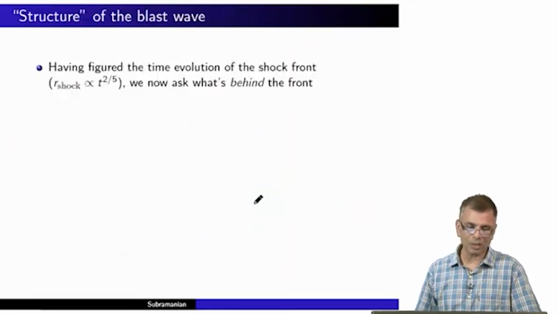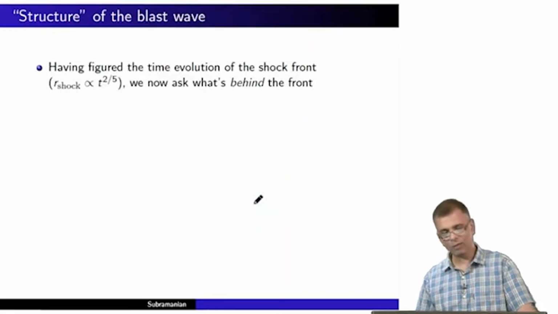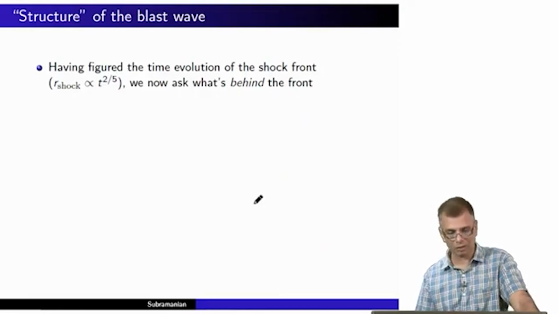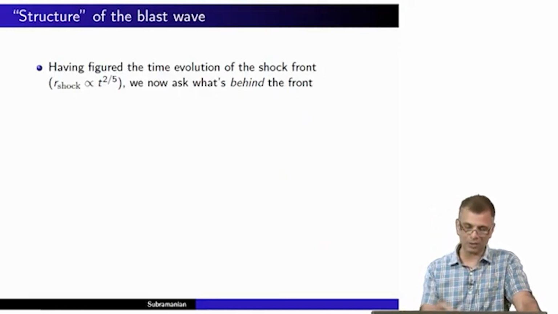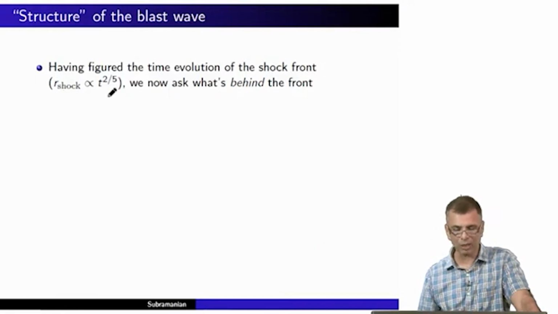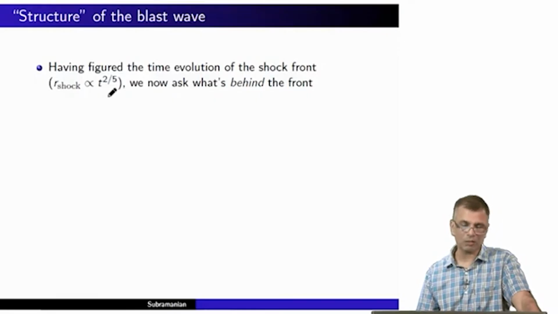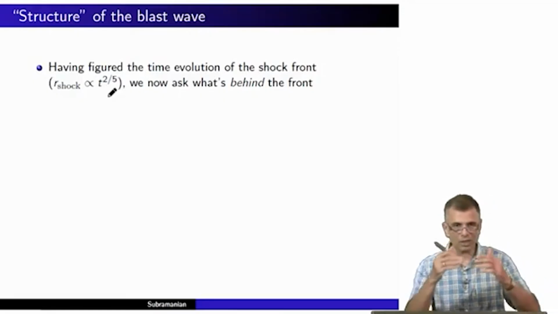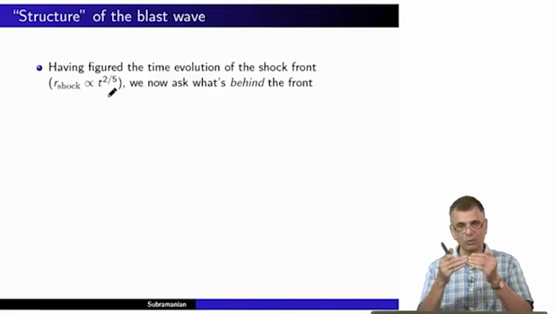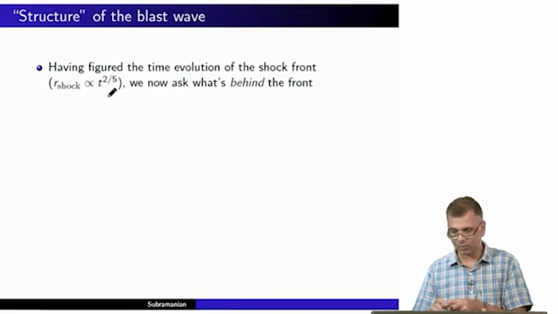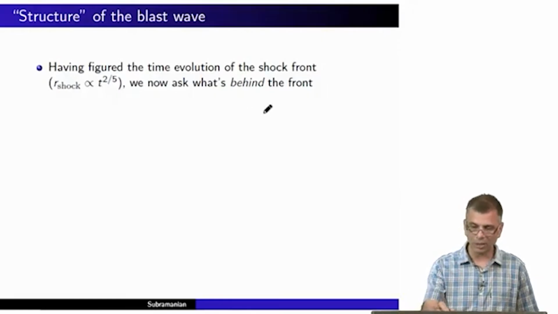Okay, so having now figured out the time evolution of the shock front, which is that R shock is proportional to t raised to 2/5, we now ask what's behind the front. So you see, the shock has propagated. We need to know what a shocked gas looks like. Why is this important?